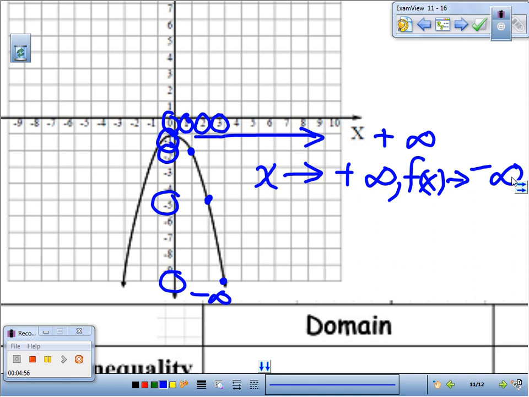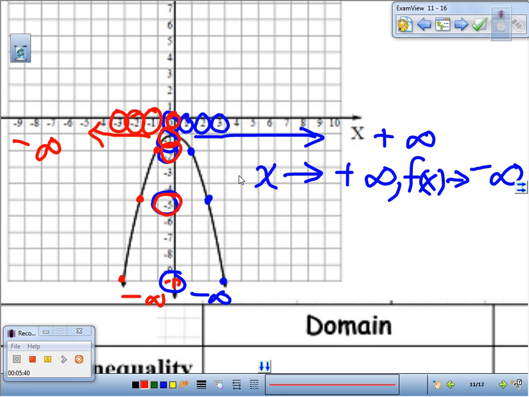So, am I done? No, that's only one end. Now I need to focus on the other. I'm going to switch colors. Here we go. So once again, 0, negative 1. If I get negative 1 of x, it gives me negative 2 of y. If I go to negative 2 of x, it gives me negative 5 of y. If I use negative 3 of x, it gives me negative 10 of y. So what do you notice about the x values? They approach what? Negative infinity. And as they approach, what happens to the y values? They go to negative infinity.